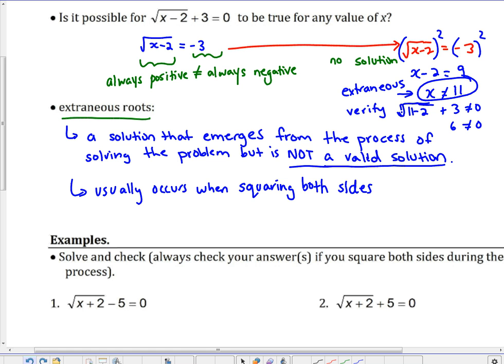It goes with the idea that because we're squaring both sides, if you square a negative, it's positive. You square a positive, it's positive. And so when we do that, we get these two solutions, but really with the original, it doesn't work.